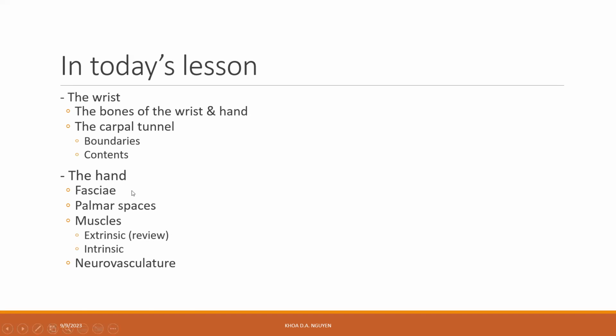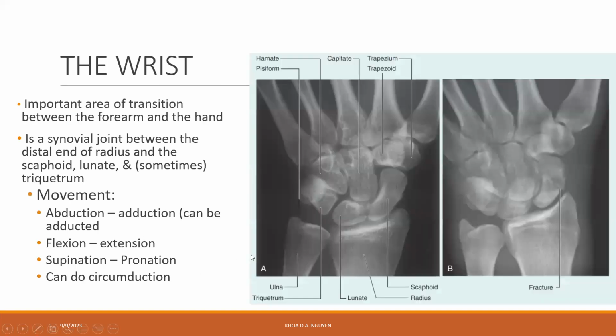We'll talk about the fasciae, the palmar spaces of the hand, okay? The muscles, both extrinsic and intrinsic, even though the extrinsic we have already learned over in the antebrachial or the forearm part of our class in previous lessons. And then finally, we'll go over the neurovasculature of the hand. All right, let's go over the wrist, guys.